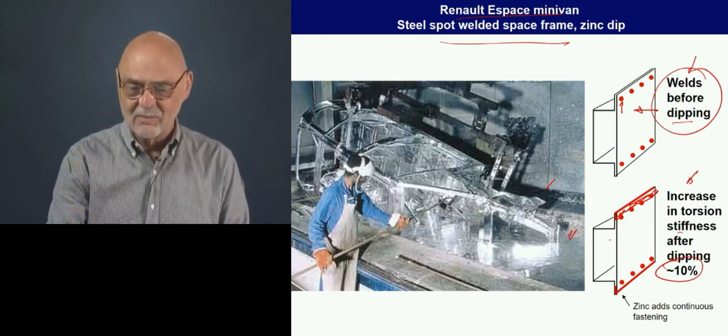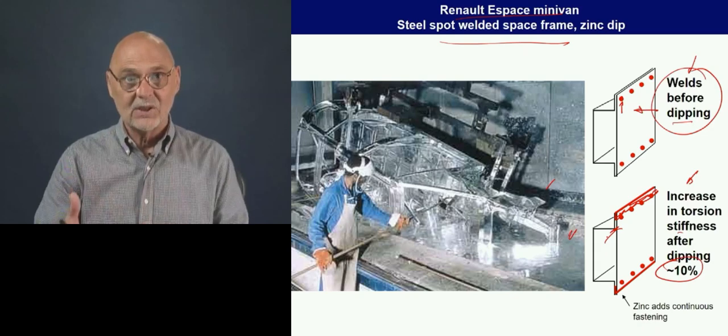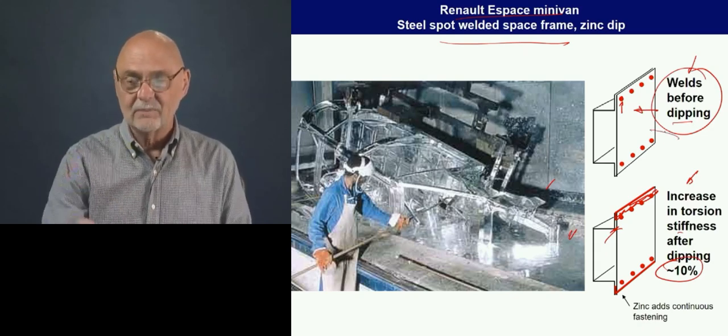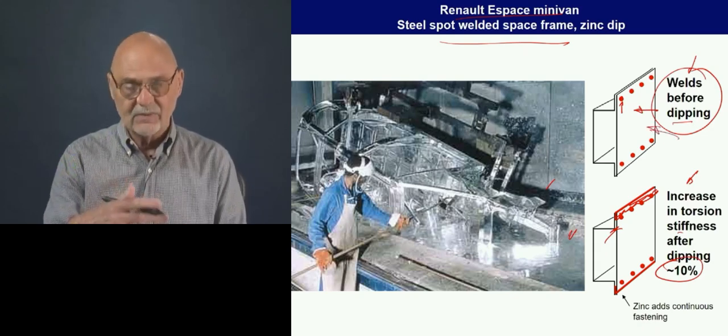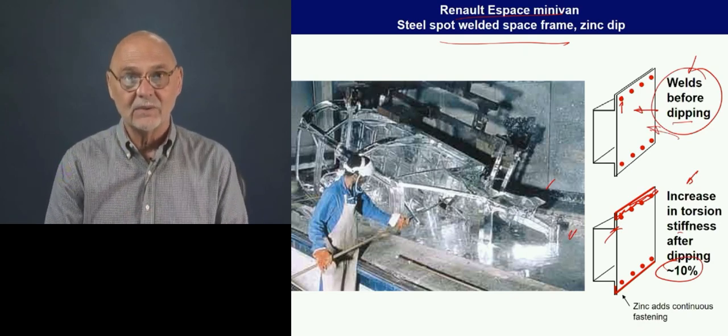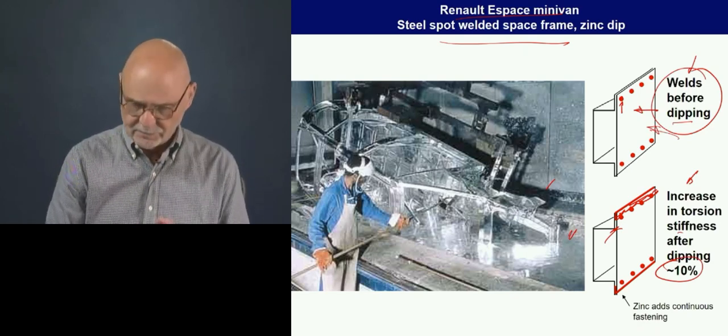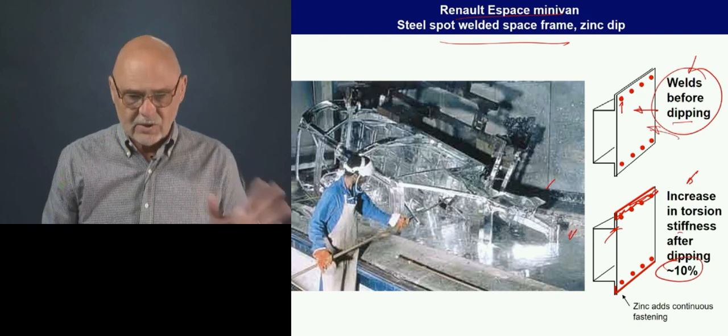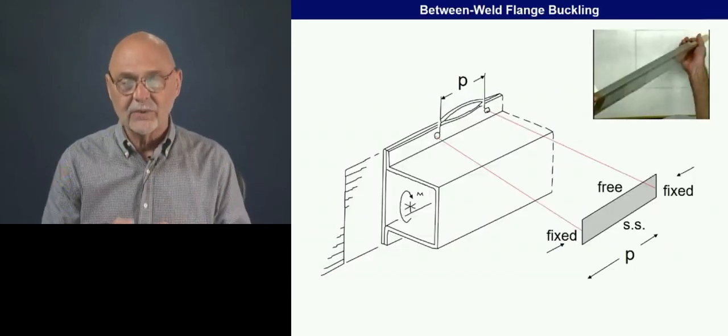So once it was in the zinc bath, it was 10% stiffer than before it had been put through. And that's this phenomenon of the spot weld flexibility. Okay. So let's look at another phenomenon. We've already gone through a few.